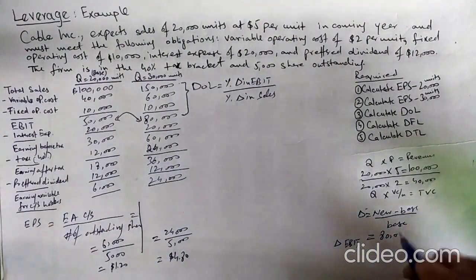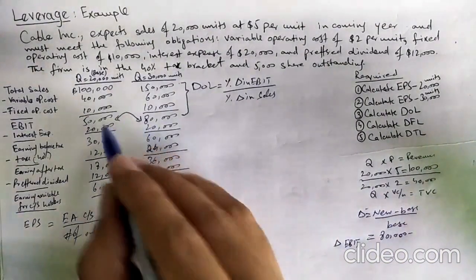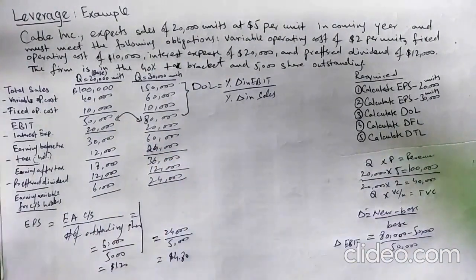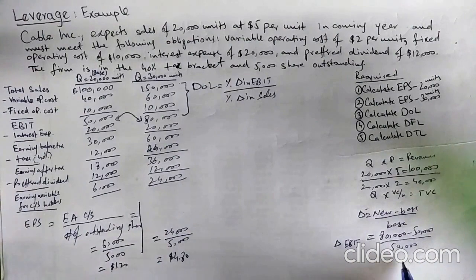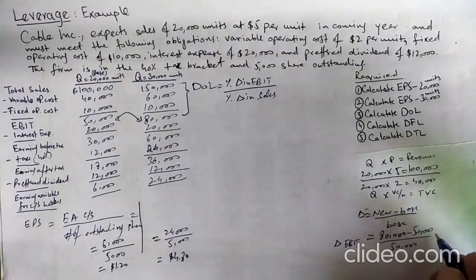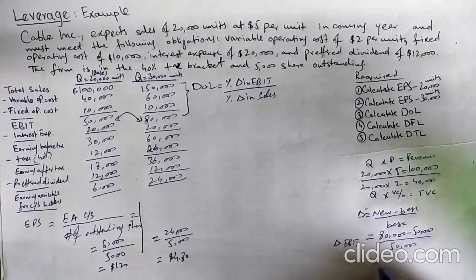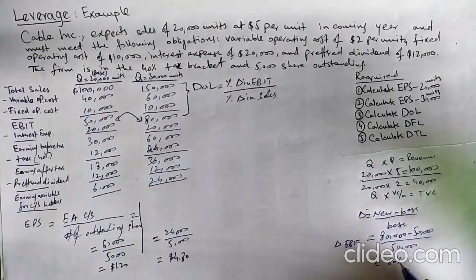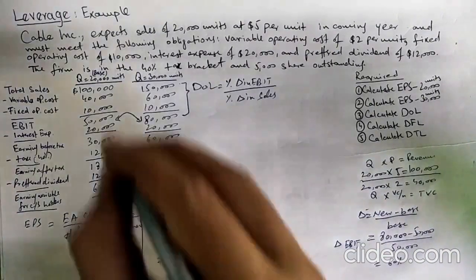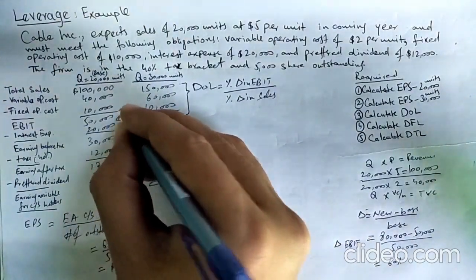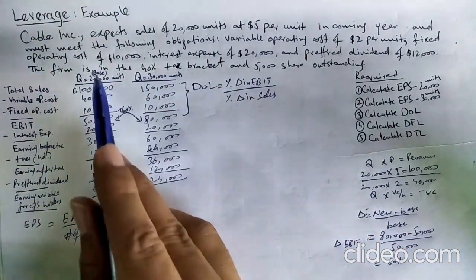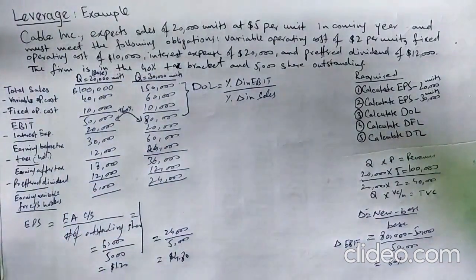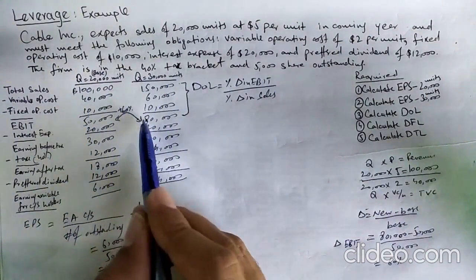So change in EBIT will be equal to 80,000 minus 50,000 over 50,000, which is equal to 0.60. If we multiply this whole thing by 100%, then the answer in percentage is 60%. So it means that the change is 60%. From the base, our current sale, which is 20,000, if we sell 30,000 units, then our EBIT will increase by 60%.